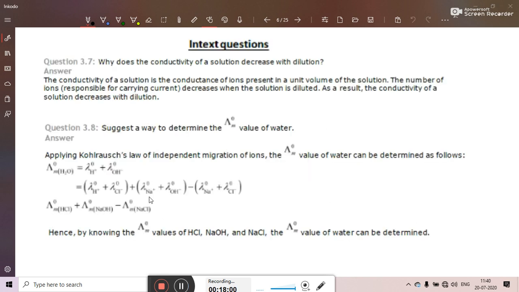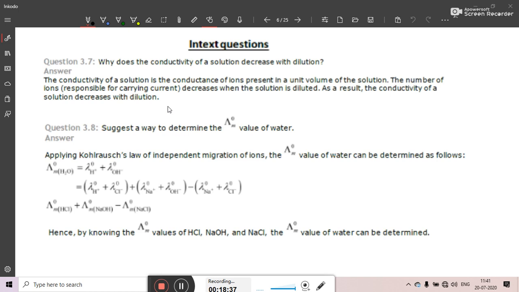Now let us see in-text question. Question 3.7. Why does the conductivity of a solution decrease with dilution? So the answer is, the conductivity of a solution is the conductance of ions present in a unit volume of the solution. The number of ions which are responsible for carrying the current decreases when the solution is diluted. As a result, the conductivity of a solution decreases with dilution.